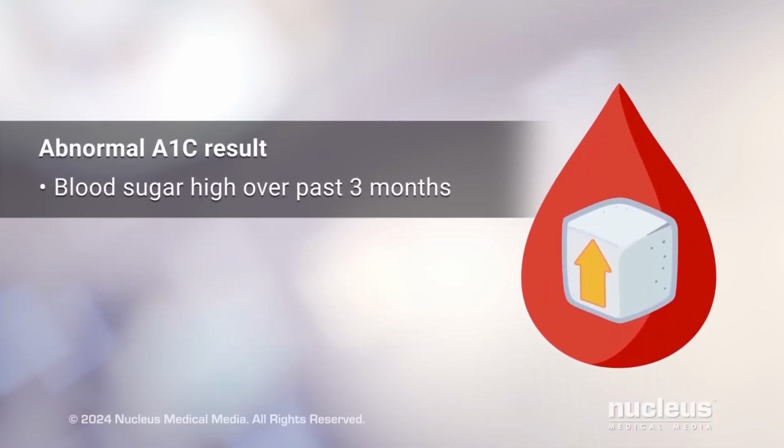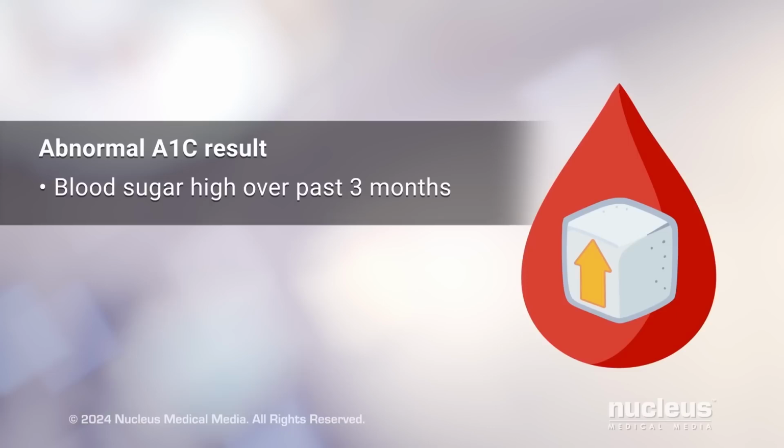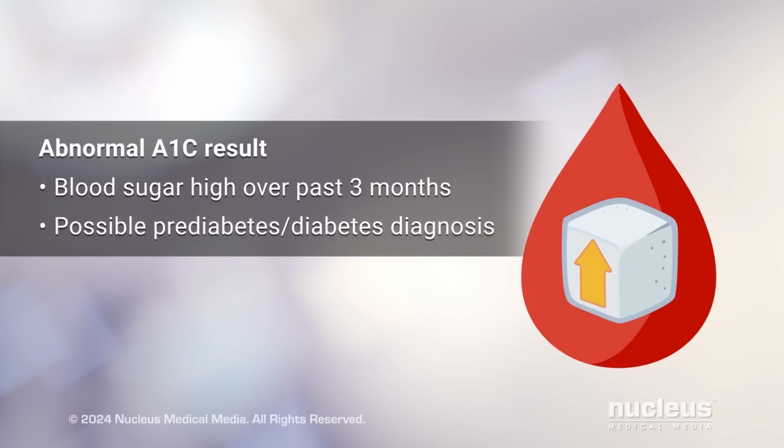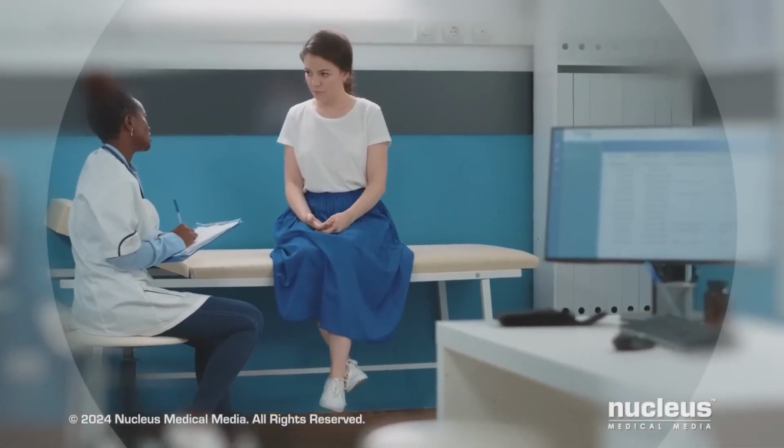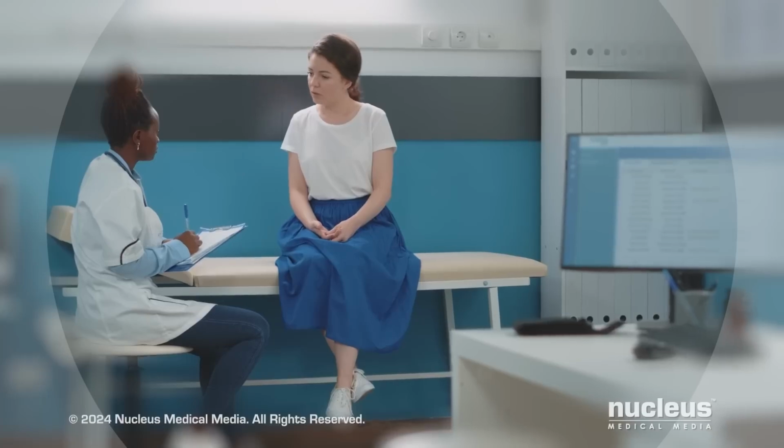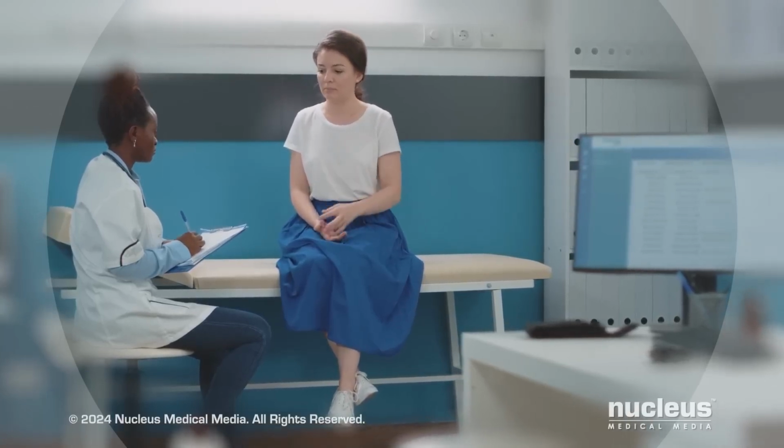An abnormally high A1C test result means your blood sugar has been too high over the past 3 months. You may be diagnosed with prediabetes or diabetes if you haven't already been told you have it. Or, if you're living with diabetes, an abnormal result means your blood sugar is not well controlled. If your A1C result stays high, your healthcare practitioner will talk to you about how to manage your blood sugar.